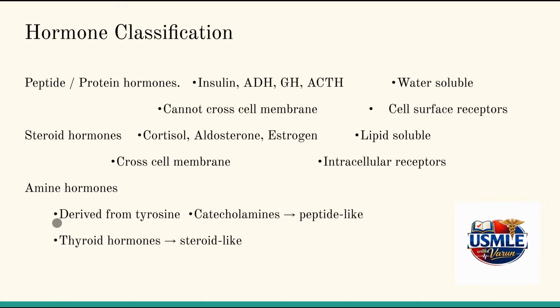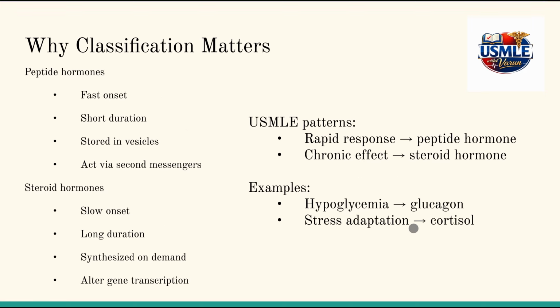So amine hormones are derived from tyrosine. These amine hormones include catecholamines and thyroid hormones. Catecholamines behave like peptide hormones, whereas thyroid hormones behave like steroid hormones.